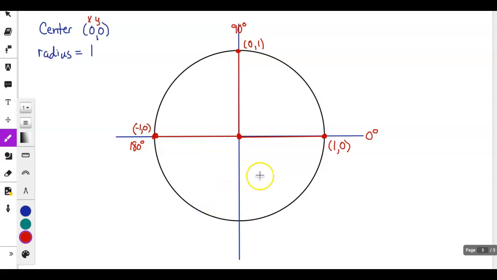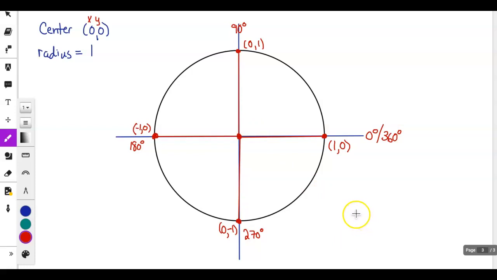If I go another 90 degrees and I go straight down and I put an ordered pair on the circle here, that would be 270 degrees. And this ordered pair, well, I didn't go left or right at all, so that would be 0. And I went straight down 1 unit, so that ordered pair would be 0, -1. And if I keep going around the unit circle, 0 is the same thing as 360 degrees, because if I go all the way around the circle like that, that's 360 degrees.